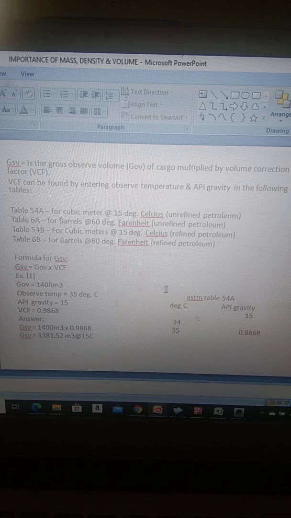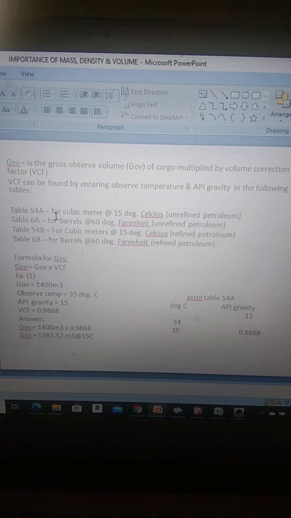So let's go now to GSV, gross standard volume. GSV is the gross observed volume of cargo multiplied by the volume correction factor. VCF can be found by entering the observed temperature and API gravity in the following tables.